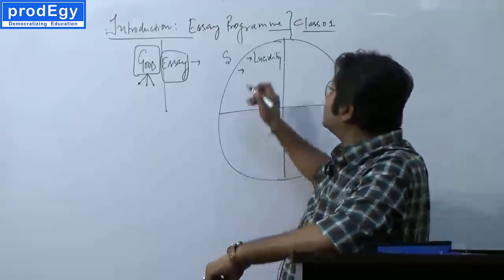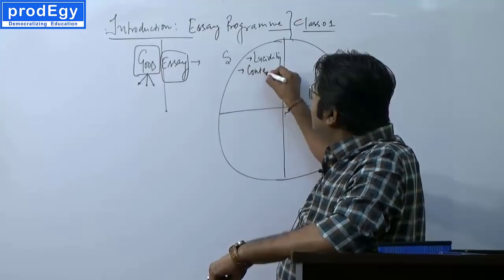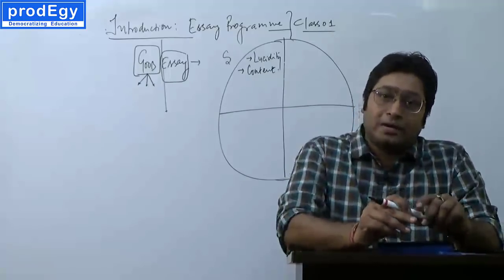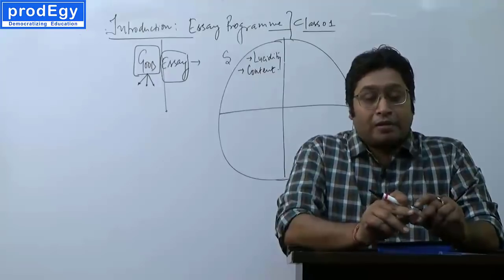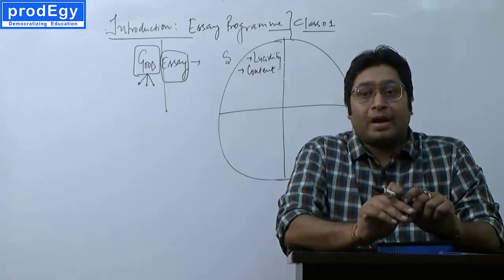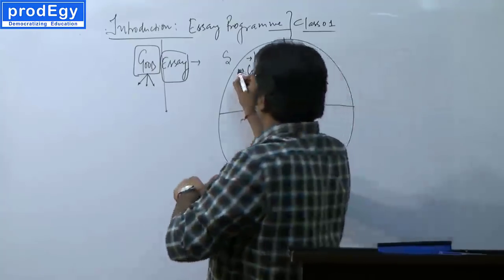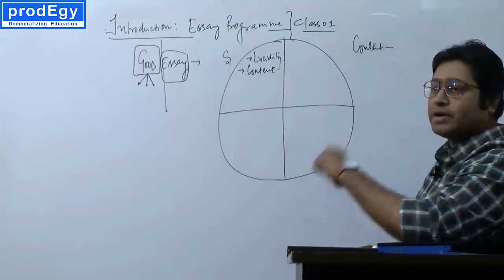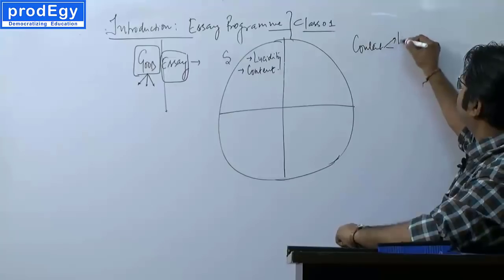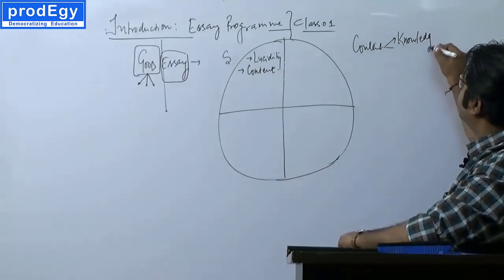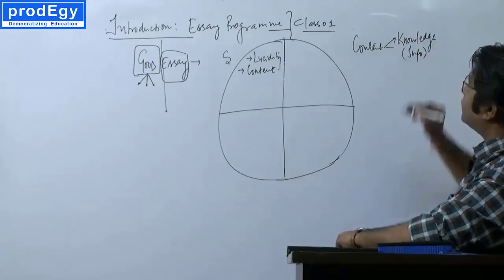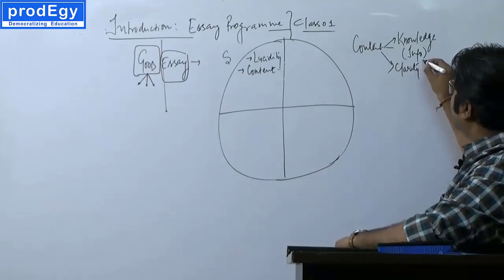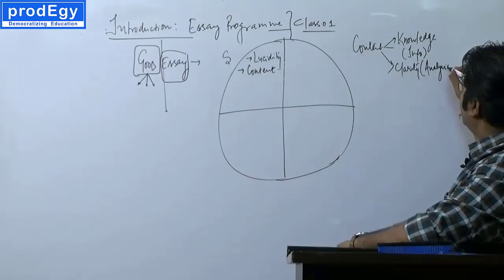Then, the second aspect is obviously your content. The content is not fact. The content is not the information that you share. Fine. The content is a combination of, right? I'm writing here, finally. Content is a combination of your knowledge that you may call information, right? And your clarity in terms of analysis.